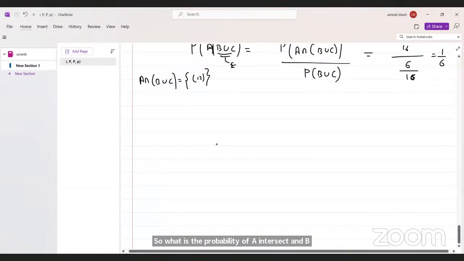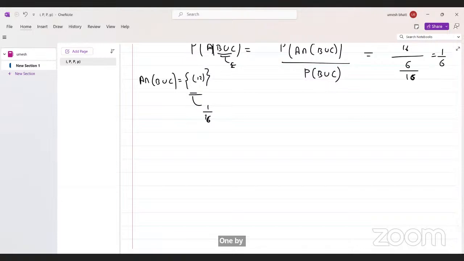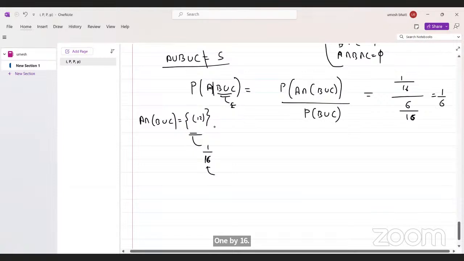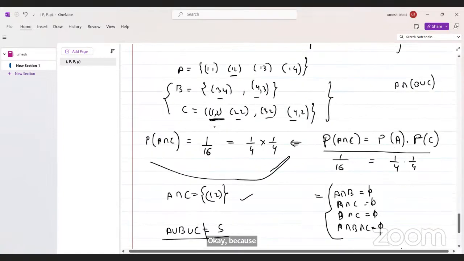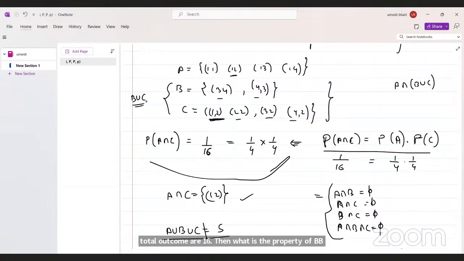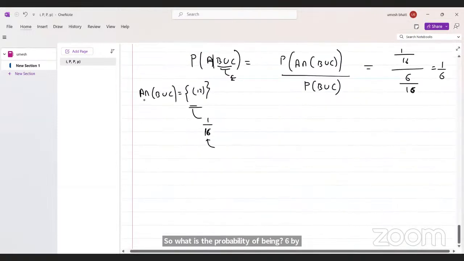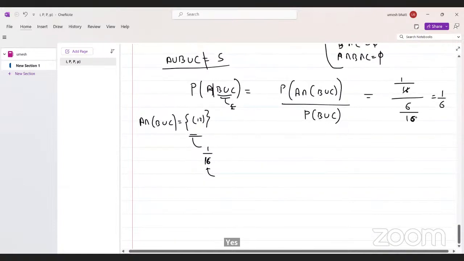A intersection B union C contains only one element, so the probability is 1 by 16, because the total outcomes are 16. Then what is the probability of B union C? B union C contains 6 elements, so the probability is 6 by 16. If you solve this, the answer is 1 by 6.